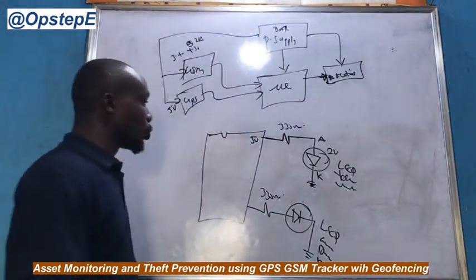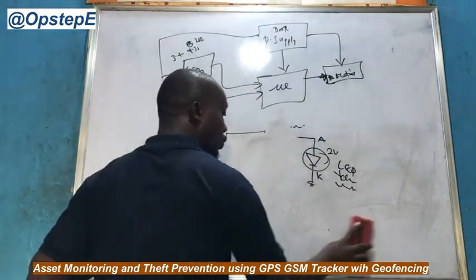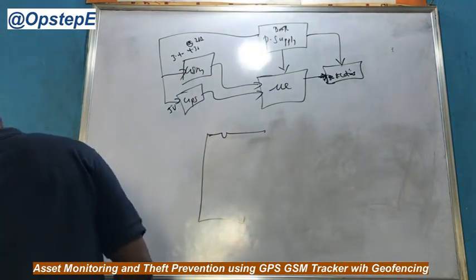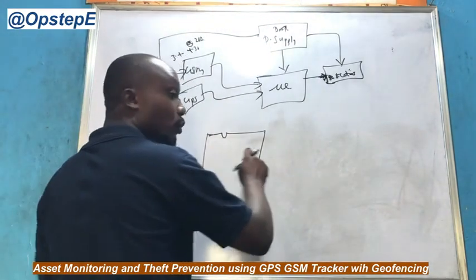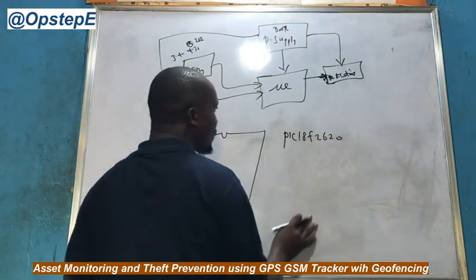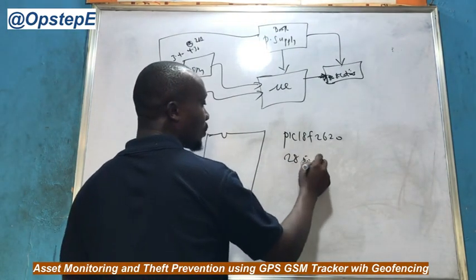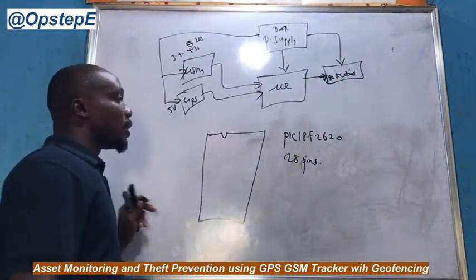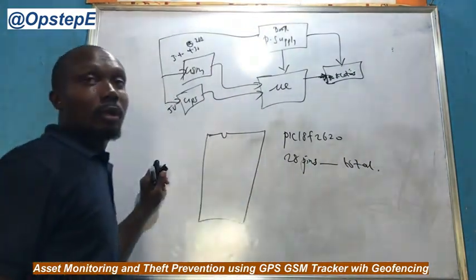The last thing here is the mouse controller, and I'm not going to bore you with that either. The mouse controller that I decided to use, the program I was using, is the PIC 18F2620. Am I right? Yeah. The mouse controller has 28 pins. It's a PIC 2620. It has 28 pins in total. Are you following? Mm-hmm.